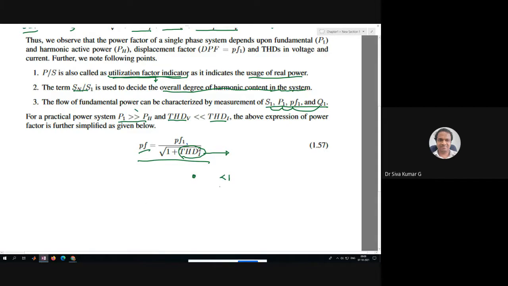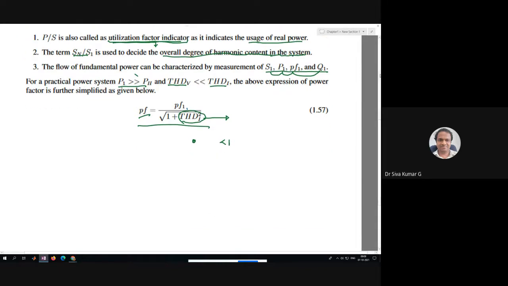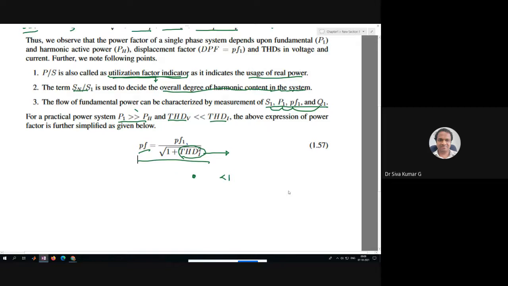If the non-useful power is more, then obviously the power factor is very less. This is about the observations we made in this discussion: when you have harmonics in current and harmonics in voltage, we have more non-useful power, then obviously the power factor is reduced.